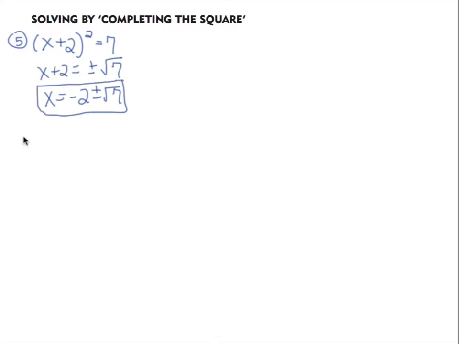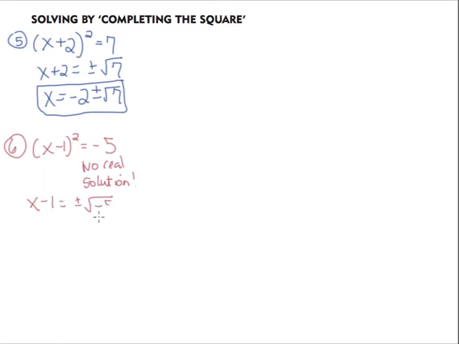This one does not simplify down. So our answer is x is equal to negative 2 plus or minus square root of 7. Now notice that in this example we have a perfect square equal to a negative. So this means there's no real solution. But there is a complex solution.